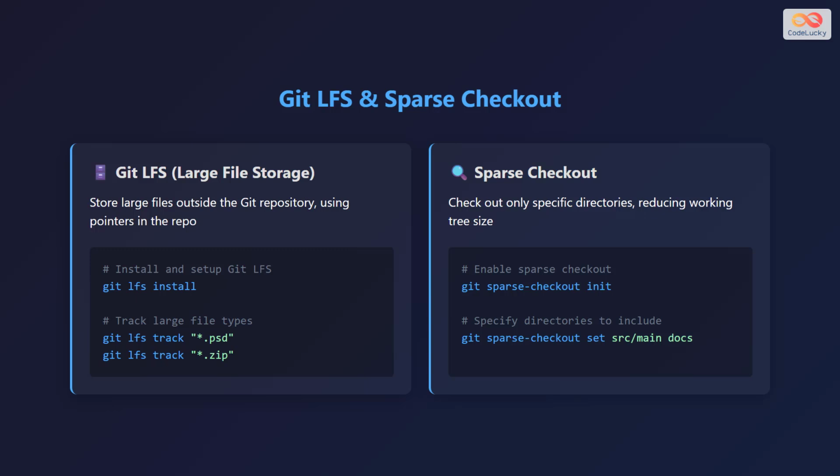Sparse Checkout allows you to check out only specific directories, reducing the working tree size. To enable Sparse Checkout, use the command git sparse-checkout init. To specify the directories to include, use the command git sparse-checkout set, followed by the directory paths, such as src/main and docs.